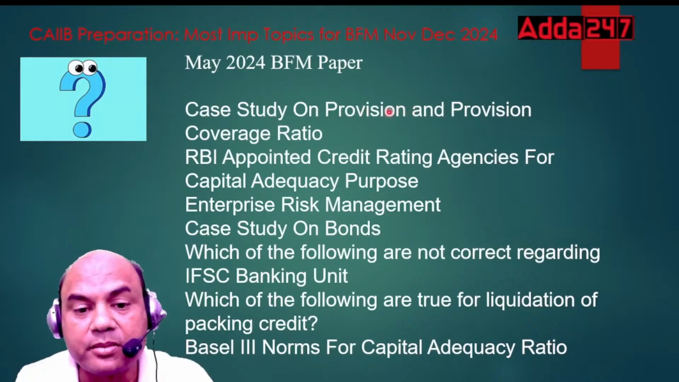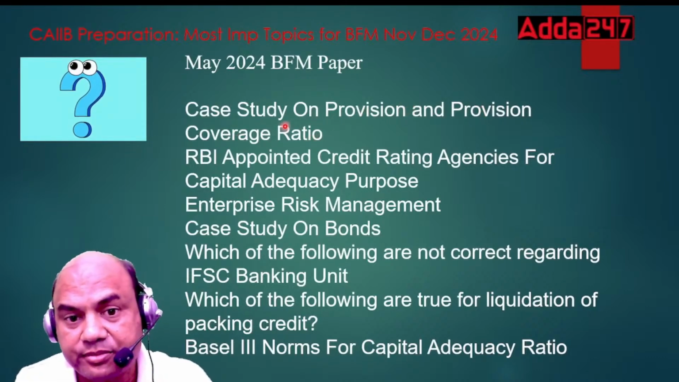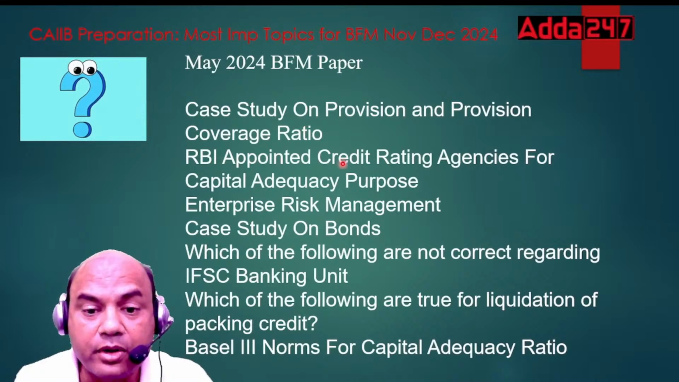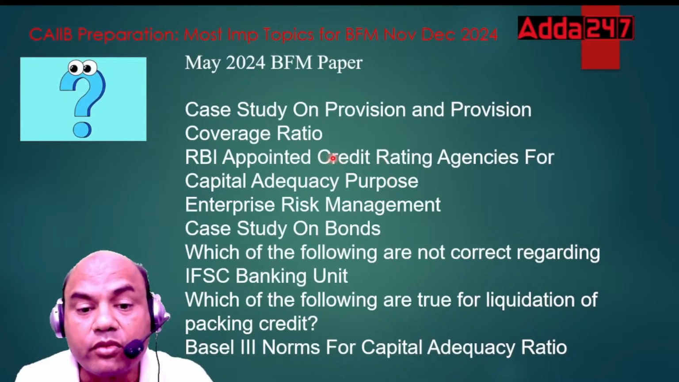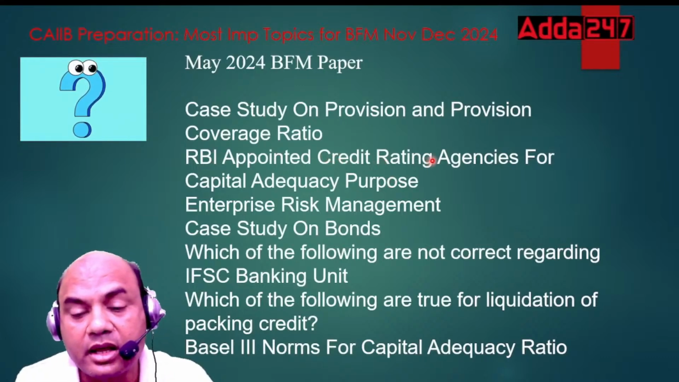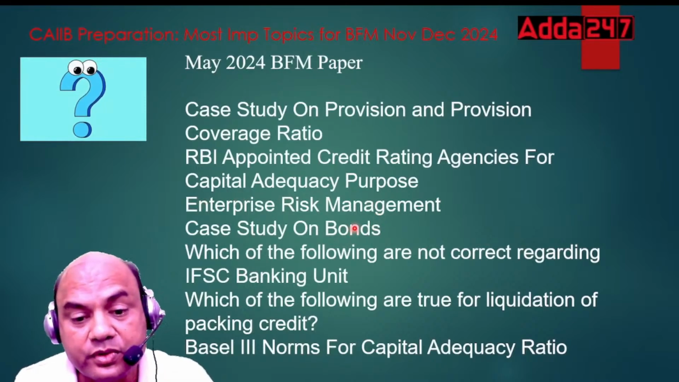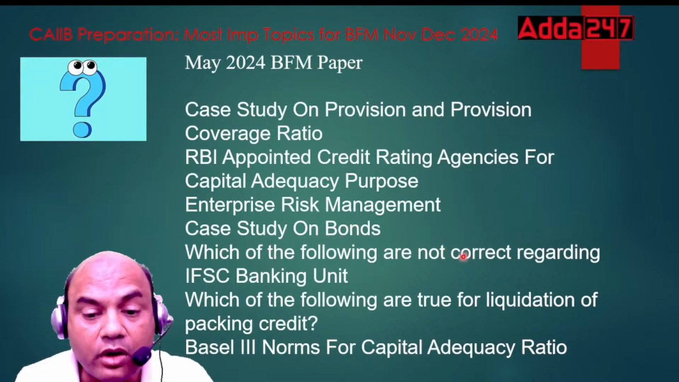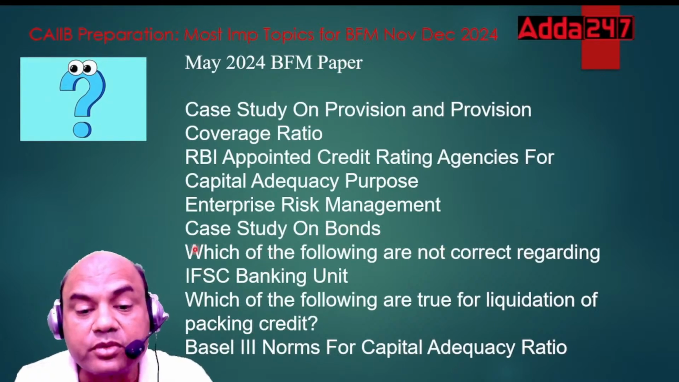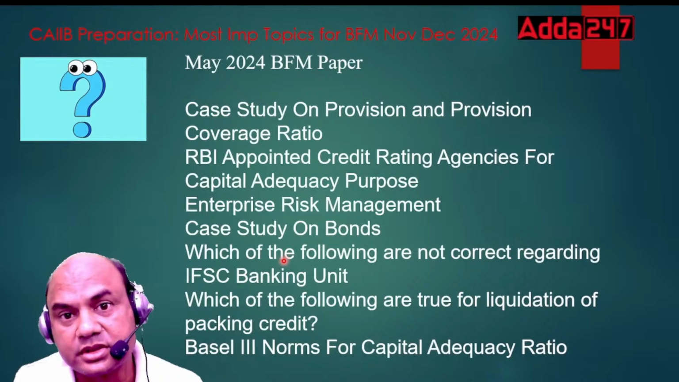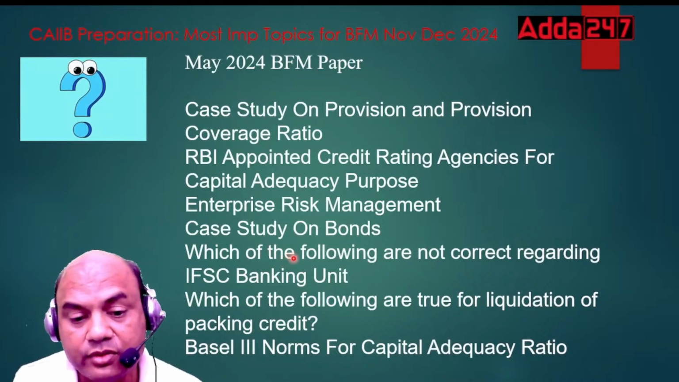Case study on provision and provision coverage ratio (PCR). Okay. RBI appointed credit rating agencies for capital adequacy purpose, means which are the RBI appointed credit rating agencies for capital adequacy. Enterprise risk management, this was a question asked. Case study on bonds, where the present value of the bonds was asked. Which of the following are not correct regarding IFSC banking unit? Options were given, which were not correct.